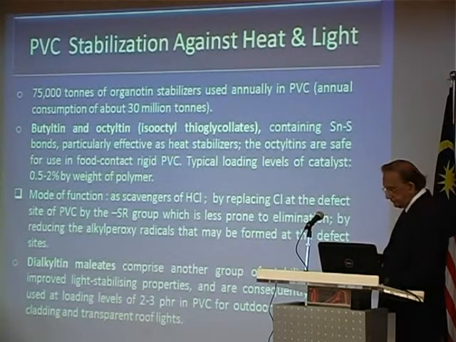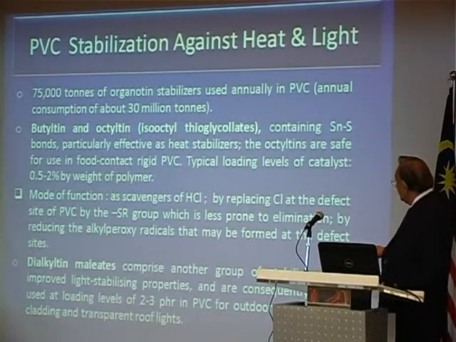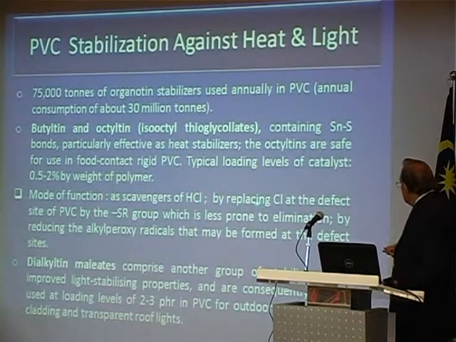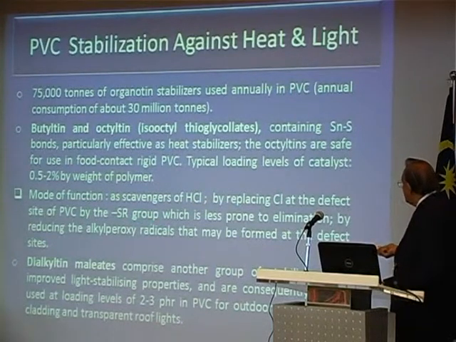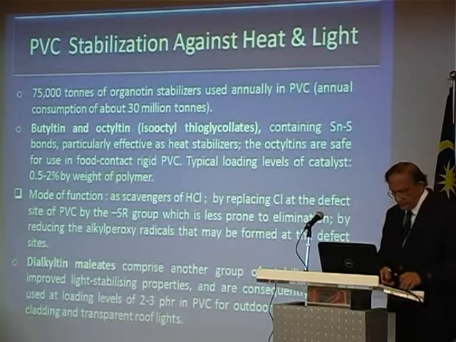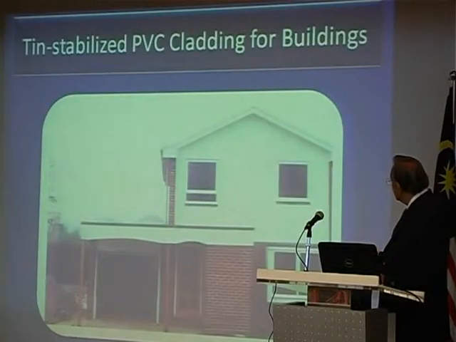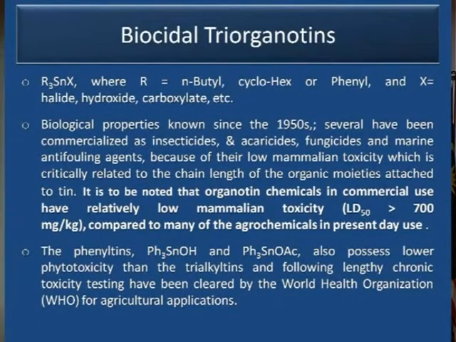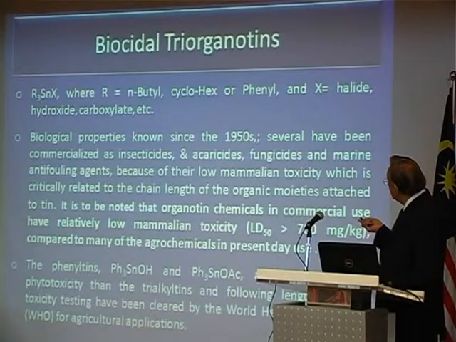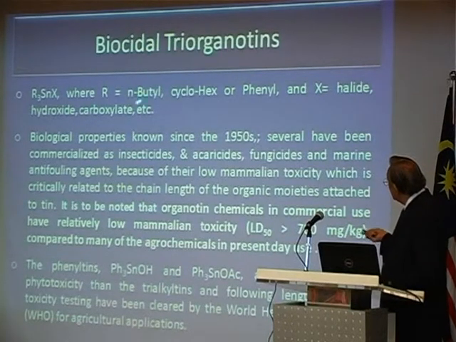Nothing goes into it. The mode of action, again, is as a scavenger of HCl, replacing Cl at the defect sites on the PVC, and so on. That is going into real in-depth chemistry. This is PVC cladding. It's very efficient, it doesn't fade with light. No ultraviolet deterioration of the PVC occurs. Now the biological applications of organotins resides basically with the triorganotins, as I mentioned, of this formula.